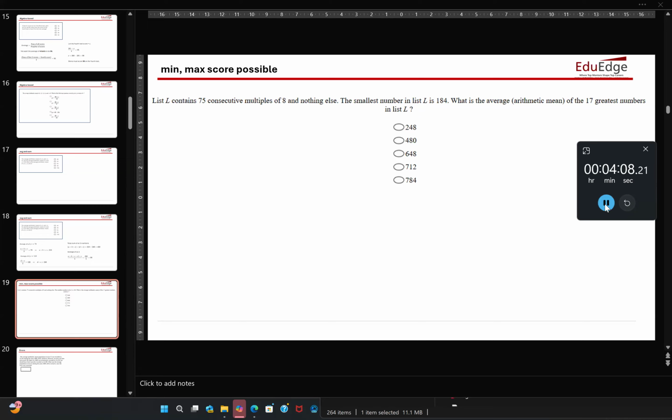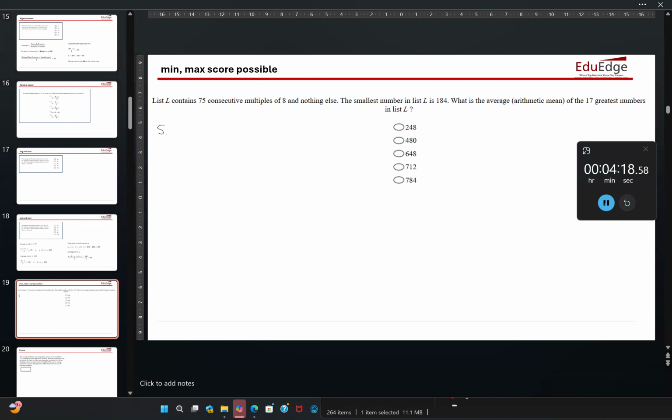What is the formula for the sum of terms? The sum of terms is n by 2 into 2a plus n minus 1 d. Is it 2a plus n minus 1 d? Okay, but into n by 2. N minus 1 is 16. D is 8. N is 17, by 2.